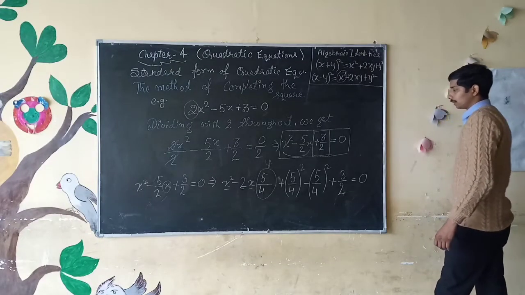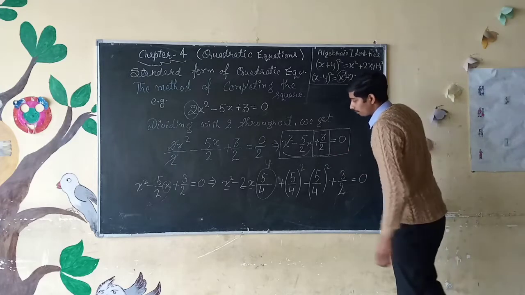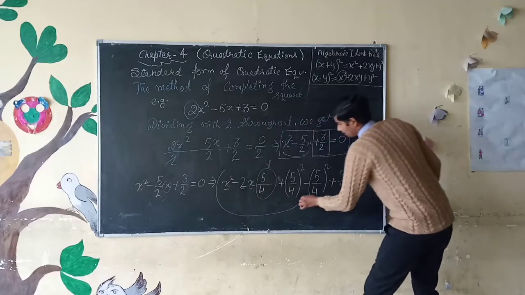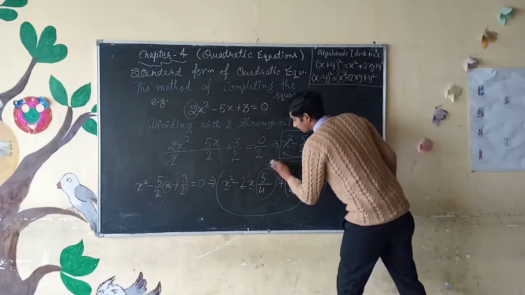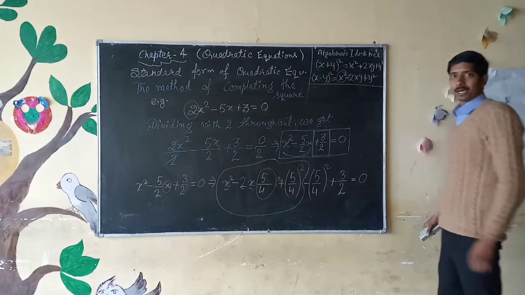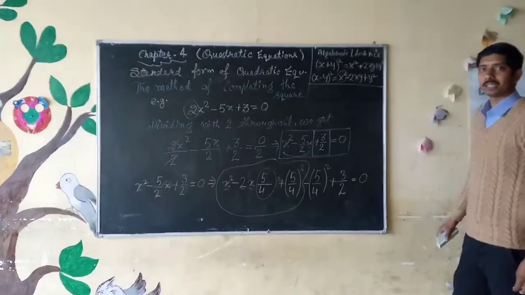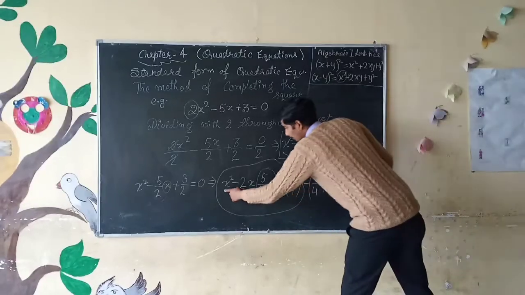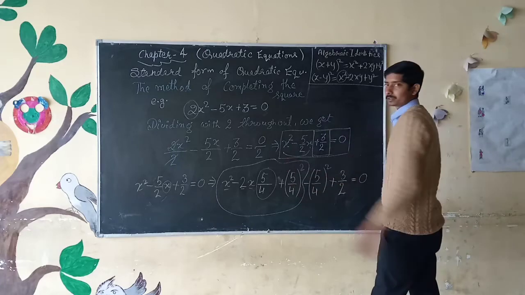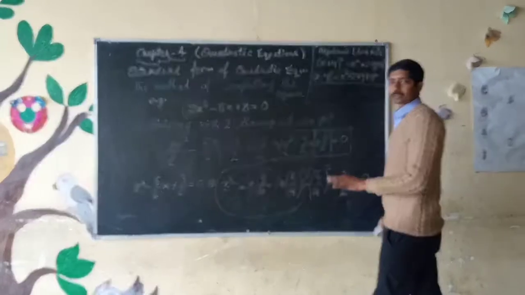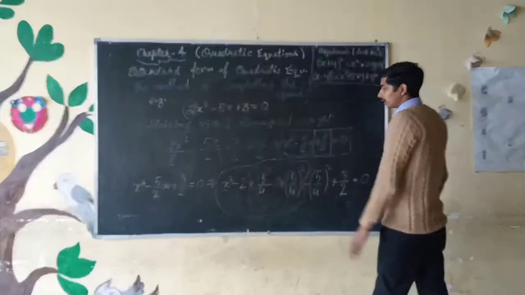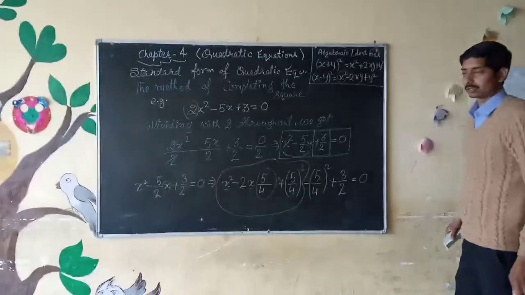Now from this we can observe that this part of this quadratic equation gives us an algebraic identity, that is x square minus 2xy plus y square. Clear? This is the method of completing the square to find the roots of any given quadratic equation.